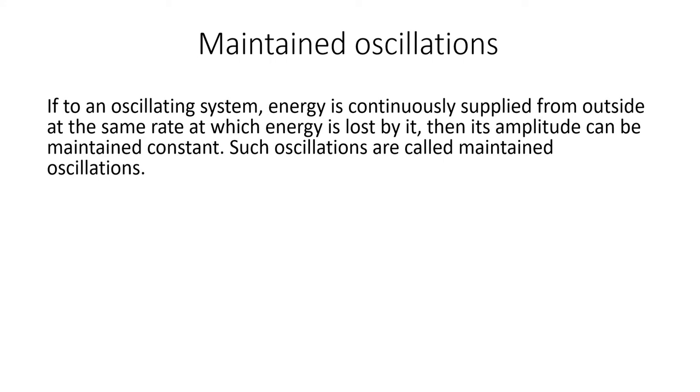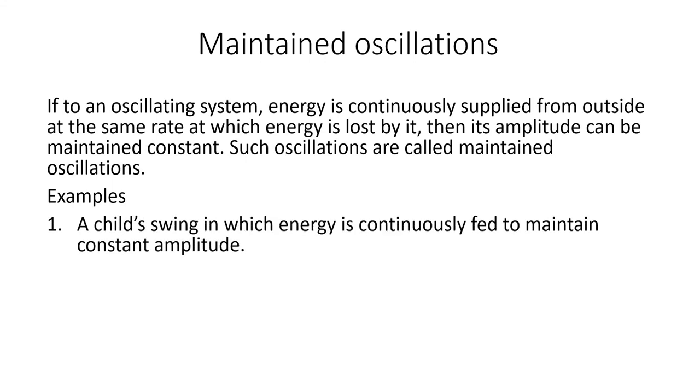How does it remain the same? To overcome the energy loss by the dissipative forces, from outside we are somehow providing energy, so that the amplitude remains the same. Such oscillations are known as maintained oscillations. Various examples are there. A child's swing, in which energy is continuously fed to maintain constant amplitude. How? If a person is pushing the child's swing, with the same energy continuously given, the amplitude of the swing will remain the same.